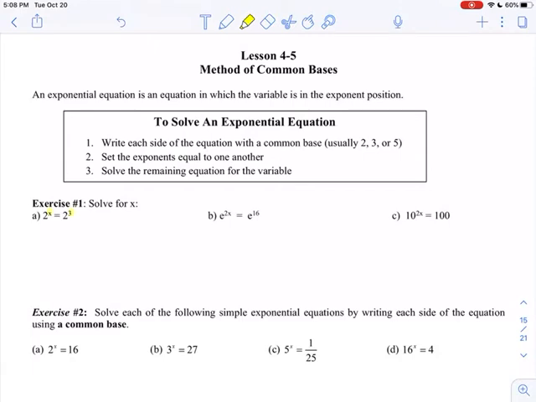So if we're looking here in exercise 1, notice the bases are the same. So all I do is I take the exponents and I set them equal to each other. So again, these are the bases. The bases need to be the same, and once the bases are the same, then all I do is take those exponents and set them equal to each other. Done. That's it.